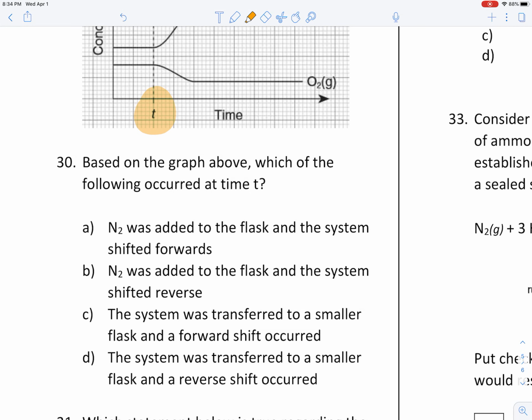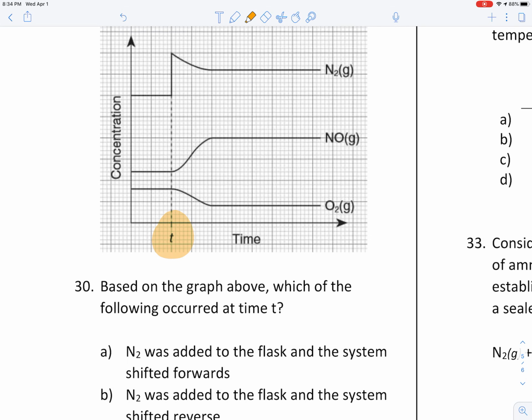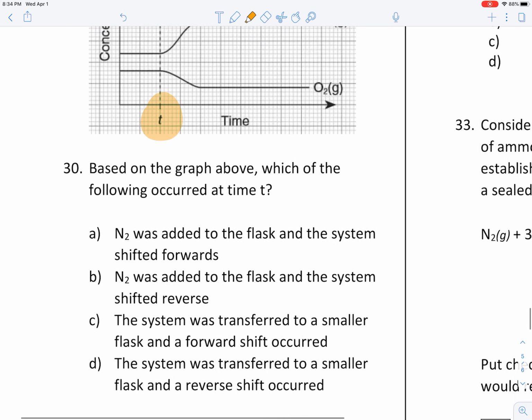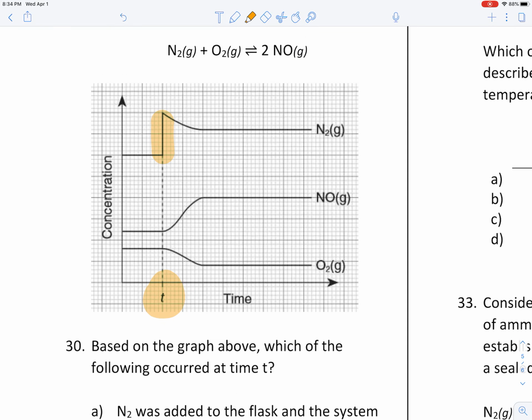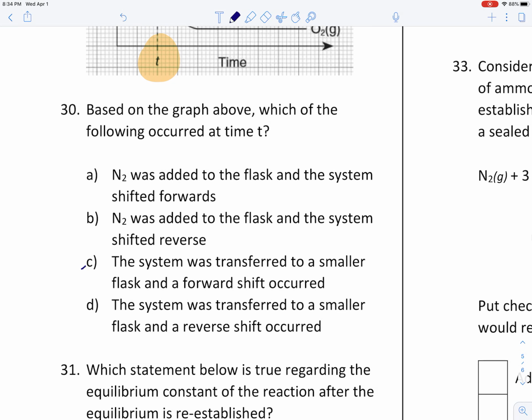So your choices, nitrogen was added. Is that true? A and B both say nitrogen was added. So looking up at the graph, the nitrogen concentration suddenly spiked, while the other two concentrations didn't. So that means choice A and B, which say nitrogen was added, those are both reasonable choices. Choice C and D, which said the system was moved to a smaller flask, doesn't make as much sense, because if you had moved it to a smaller flask, all three of the concentrations would have suddenly spiked, not just the nitrogen. So we're looking now at choices A or B because C and D didn't make sense.